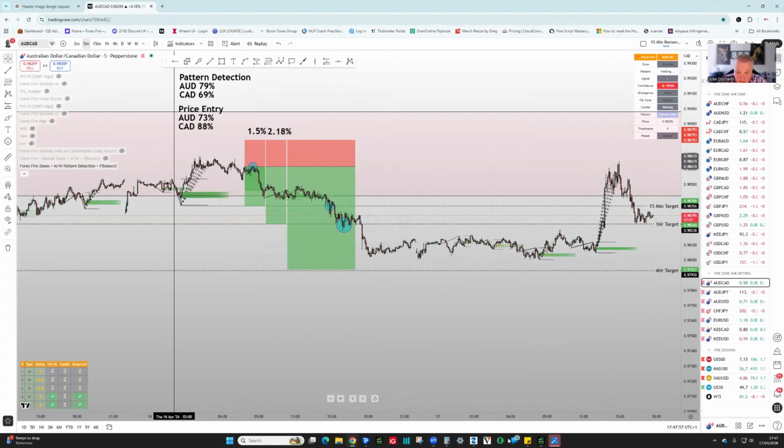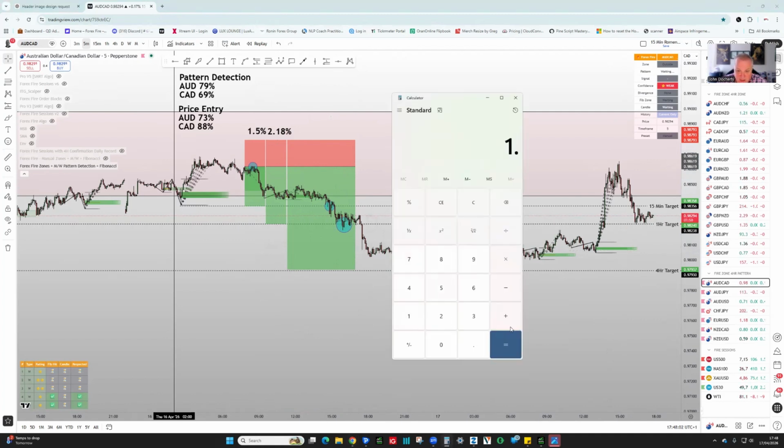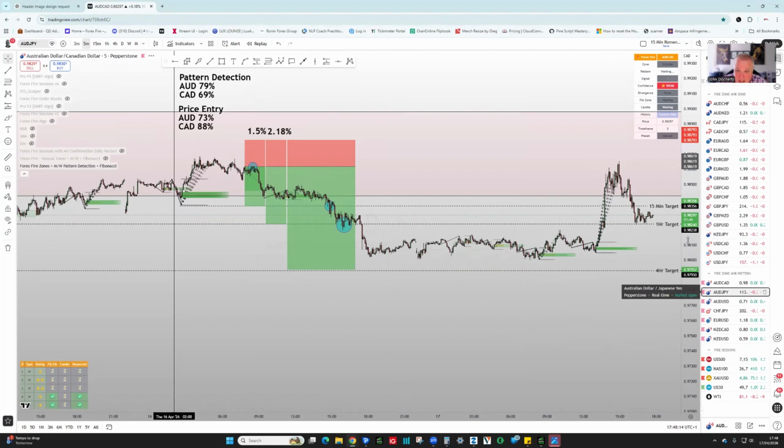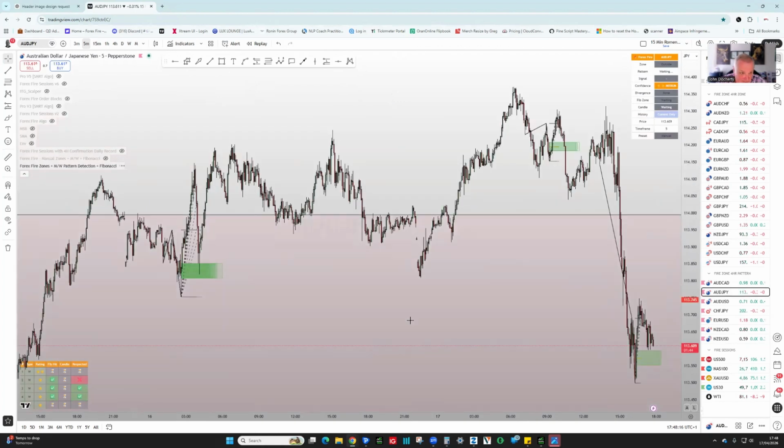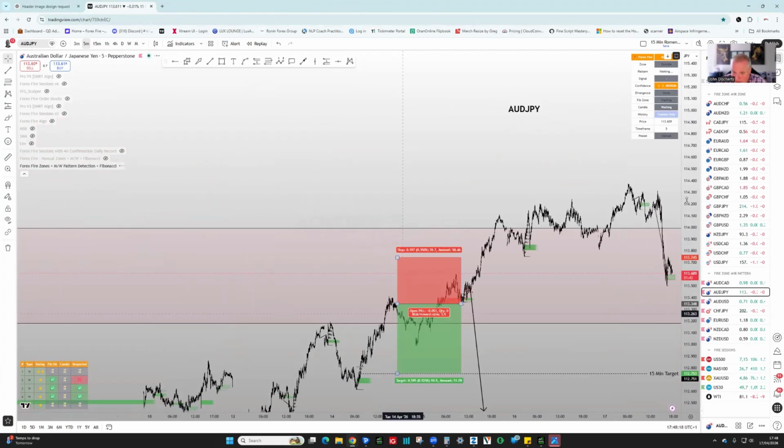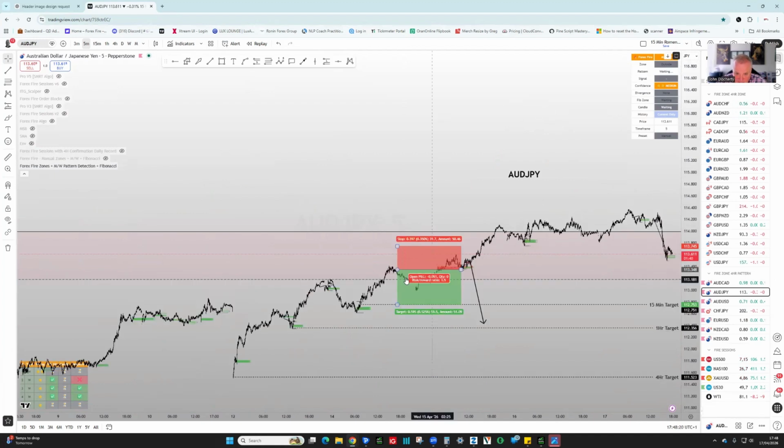So what we've got here is a 1.5 plus a 2.18. And I think this week we haven't done as well as what we normally do. I think this could be the first week where we actually slip up on some of these setups, to be fair. So coming in on here, we've got entry on here.